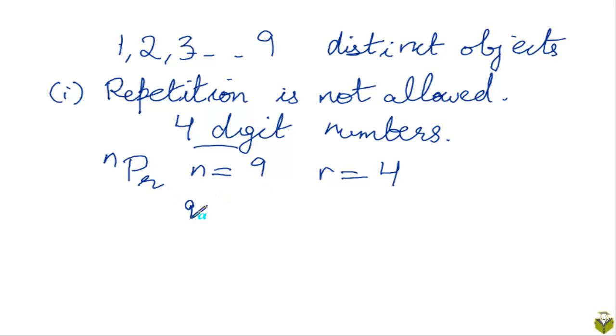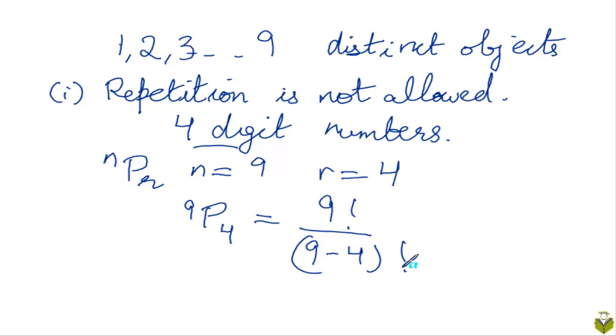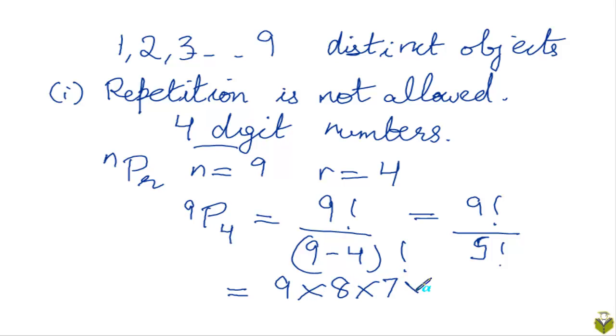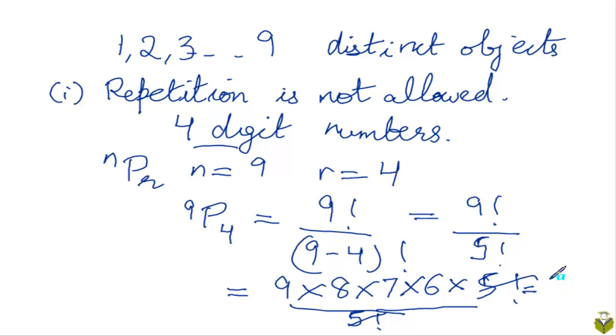So we just have the answer as nP4, which, if you go back to the theorem, is the same as 9 factorial divided by (9 minus 4) factorial, so 9 factorial divided by 5 factorial. That will be the same as 9 into 8 into 7 into 6, because 5 factorial will cancel out. And this is 3024.